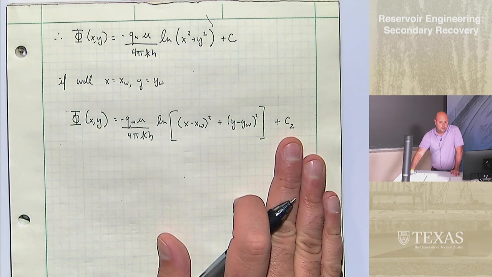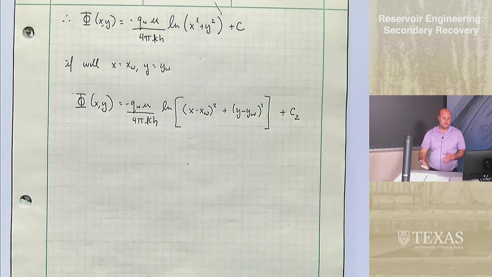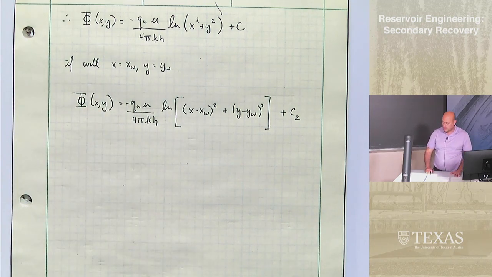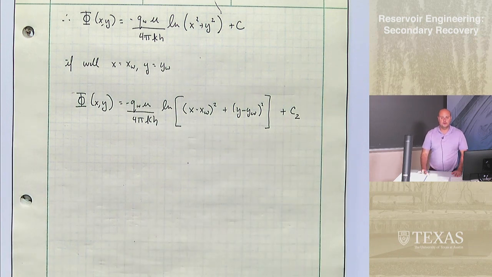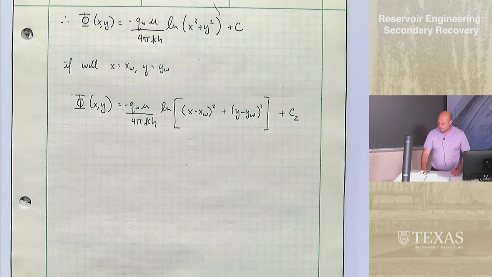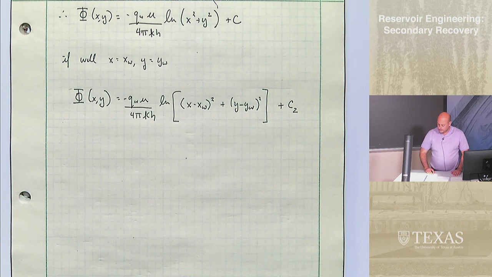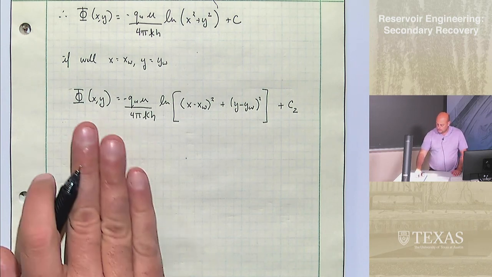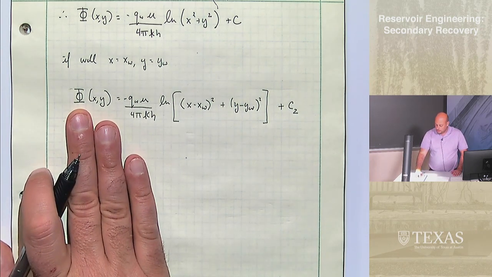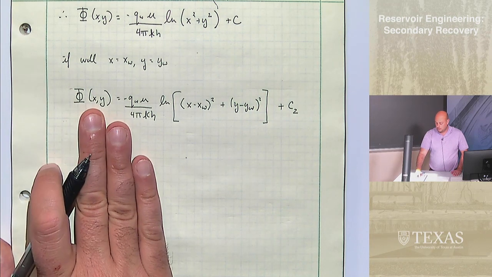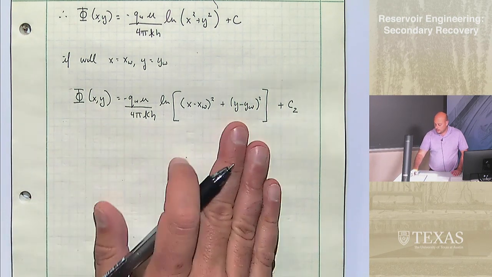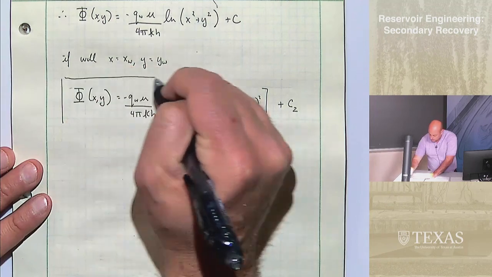Okay, sometimes we don't need to know the exact potential. Maybe we just want a difference in potentials. Or we want to take the derivative of potential with distance to get velocity, in which case that constant of integration will go away. So I'm not going to worry about that too much right now, but this gives us an indication of how the potential or pressure varies with space, x and y, and it's given by this equation.